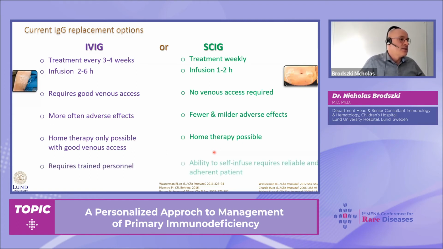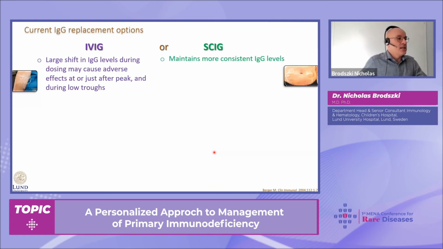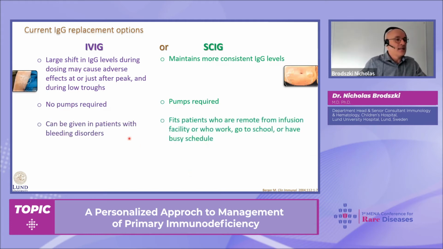As I showed you in this first graph, there is a large shift of IgG levels that happens. You will have very high levels the first day of the treatment, and then it will slowly go down, while with subcutaneous treatment, you have more consistent IgG levels. However, with subcutaneous treatment, you might need pumps, which can be problematic in certain countries. And the IVIG can be given to bleeding disorders. Actually, it is now on its way to being shown that it's possible to give even subcutaneous if you have bleeding disorders. So I will have to update this slide, I just realized.